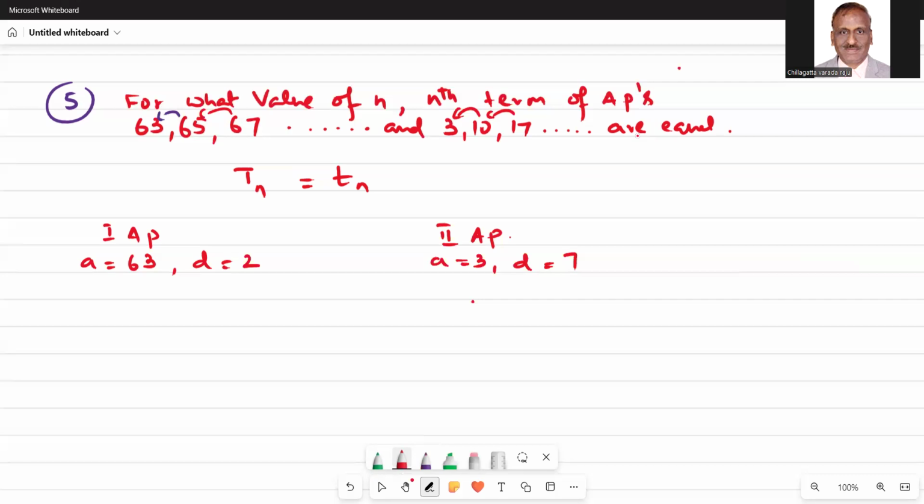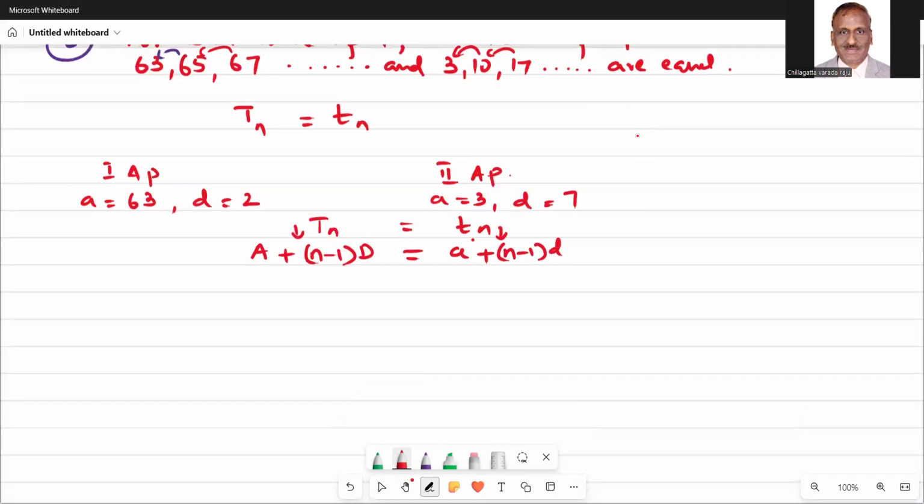So in the Tn formula, I write a plus (n minus 1) into the common difference. I will take capital D because they are two separate APs. Here also I will take a plus (n minus 1) into the common difference, small d. This is your capital Tn and this is small tn. This is the nth term of the first AP. This is the nth term of the second AP. Both A's are different and the common differences are also different. That's why I am taking capital letters here and small letters there.